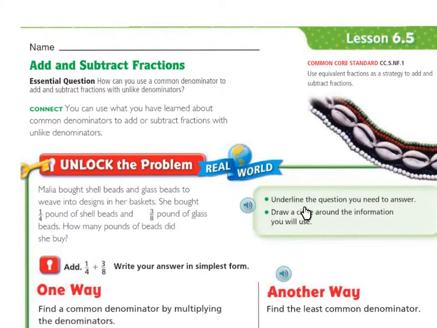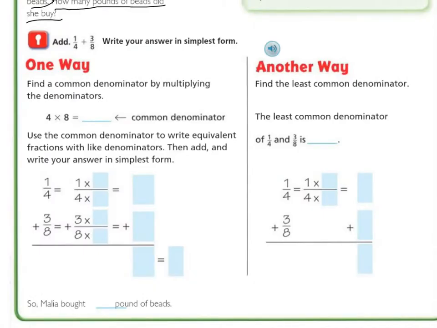First, it asks us to underline the question that you need to answer. So we're going to code just like we do on our test. How many pounds of beads did she buy? Well, there's my question right there, so I'm going to underline it. Next, I'm asked to draw a circle around the information that I'm going to use. Well, I need the 1/4 pound of shell beads, and I need the 3/8 pound of glass beads. So I'm going to draw a circle around each of those items because they're what I'm going to need in the problem. So we're going to add 1/4 plus 3/8, and we're going to write our answer in the simplest form.